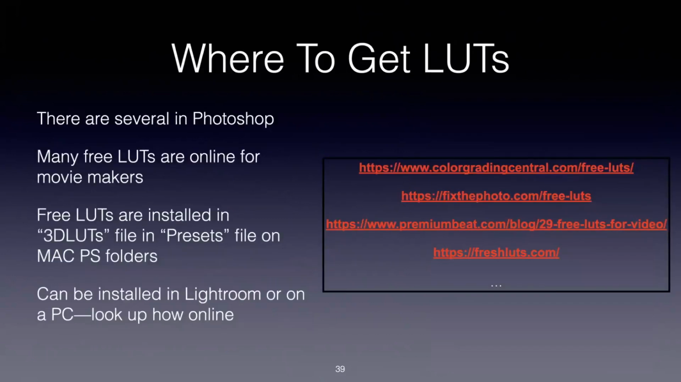Over here, you can see some of the websites where you can get free LUTs. A lot of these are for movie makers, and so they drop right into the presets files in the Mac Photoshop folders. You basically just download them, drag them over, and drop them into the presets file. It's not hard to put them into Photoshop, and then you restart Photoshop. I have no clue how you do that on a PC. None at all. So the PC users will have to figure out how to put them in their Adobe Photoshop.